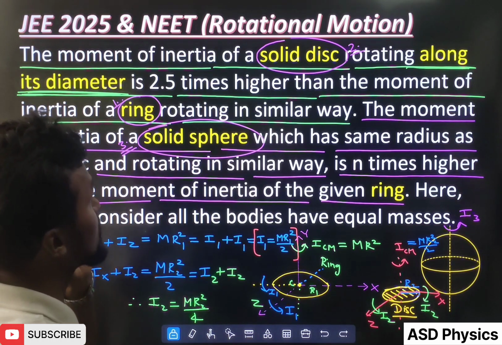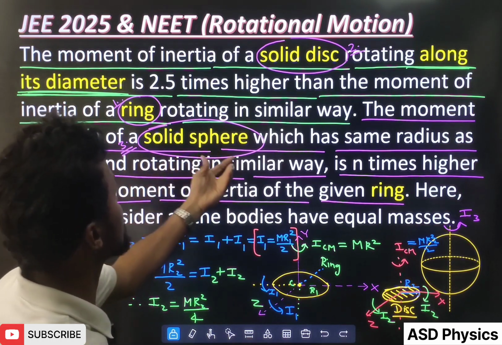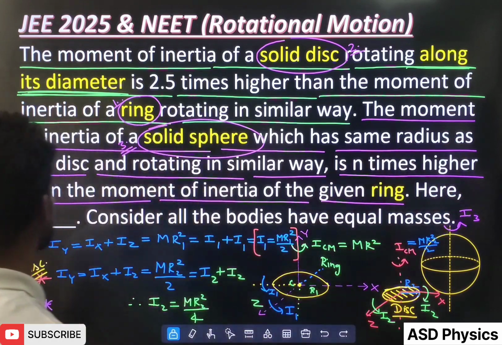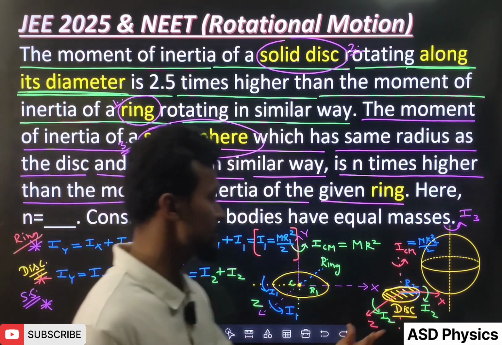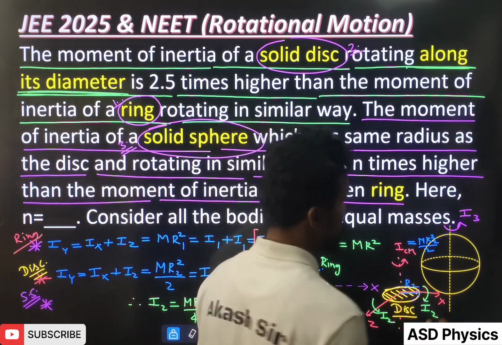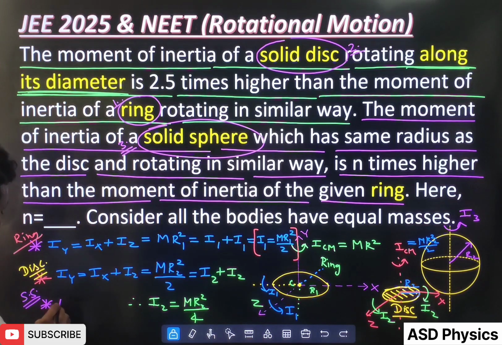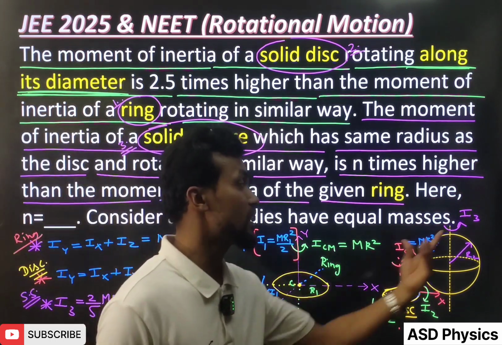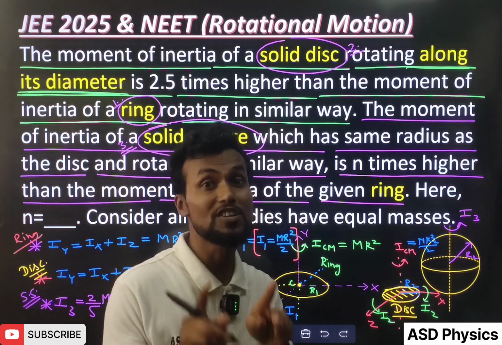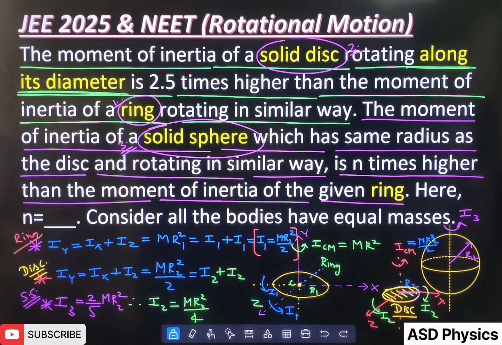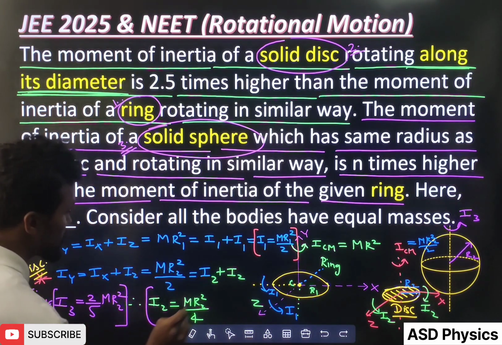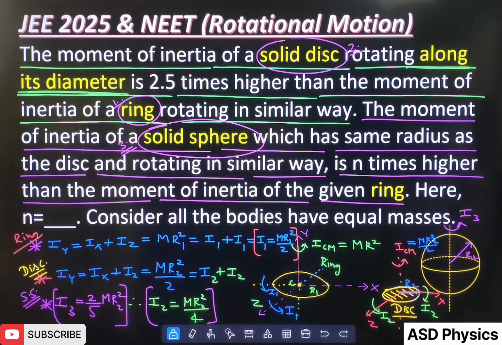So in the question they are telling the moment of inertia of a solid sphere which has the same radius as the disc. Disc radius I have taken R2, so the sphere radius will also be R2. So when I take this radius R2, I can write I3 equal to 2 by 5 m R2 square, because the radius of the solid sphere and the radius of the disc in the question are the same. So this is for the solid sphere, and this I2 is for the disc.